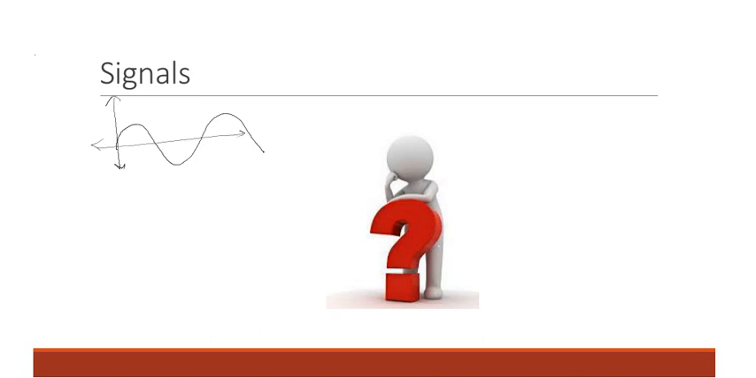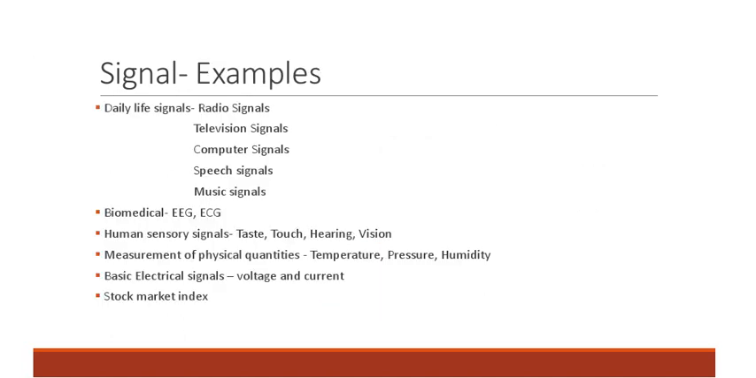There are various other signals that also pop up in our mind. It may be an exponential signal, it may be a damped signal. So a signal is something that we visualize in the form of a waveform. Now let me ask you, what are the examples of signals? So let us look at a few examples. I've categorized these examples into different categories.